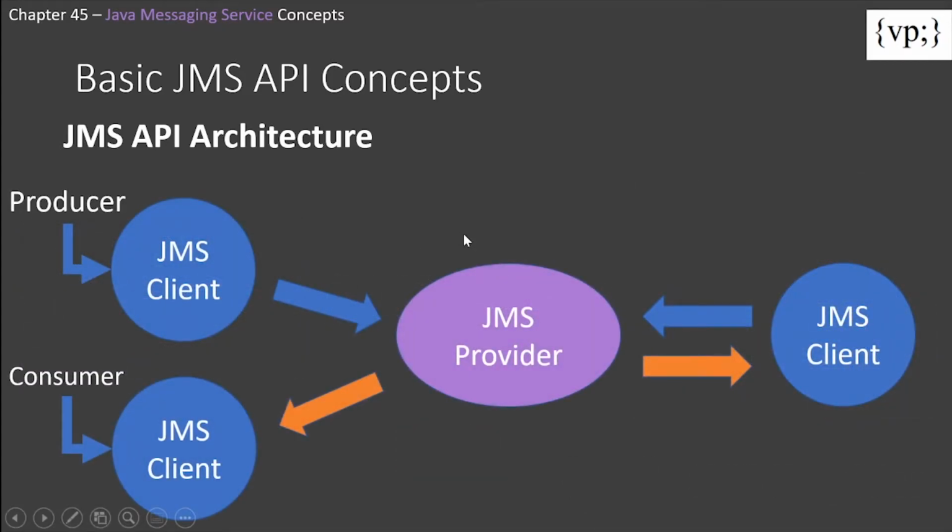Okay, so just to recap, let's zoom out to how this plays out. A JMS client can be a producer, as you can see here, sending a message to the JMS provider, and another JMS client can then consume the message over here. This can happen both ways and even with the same JMS client.